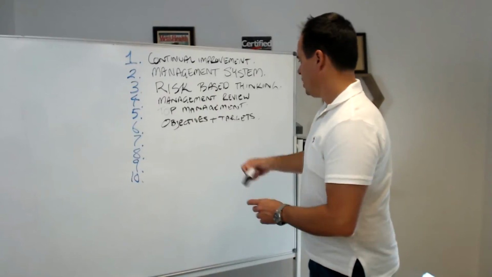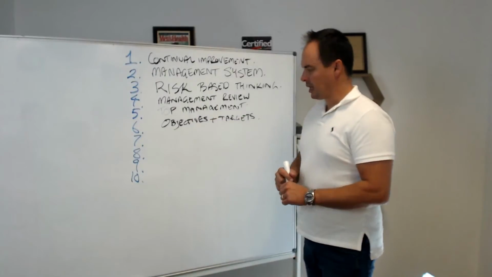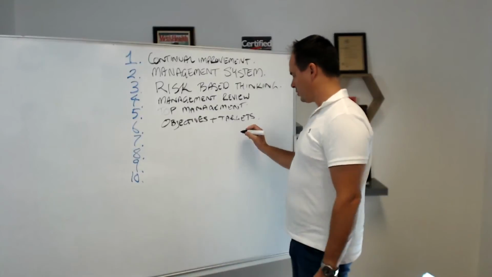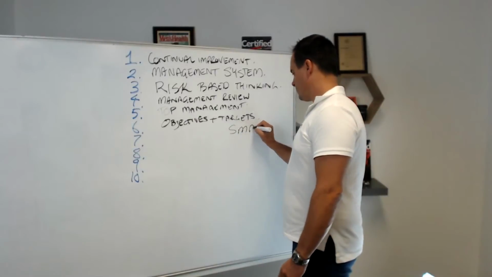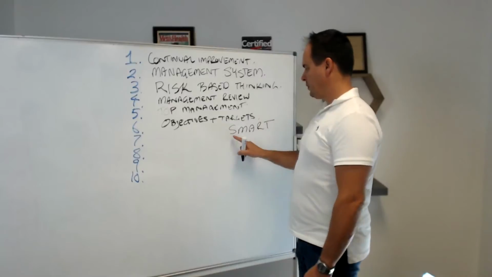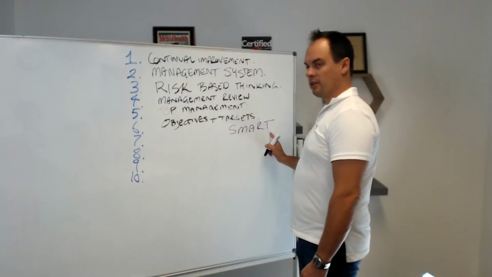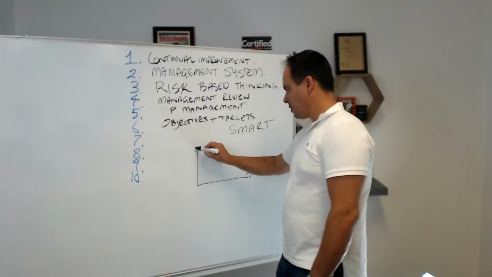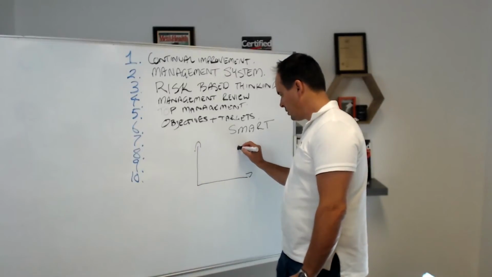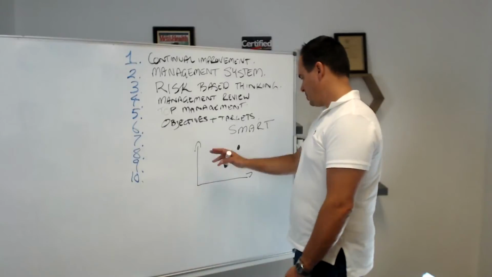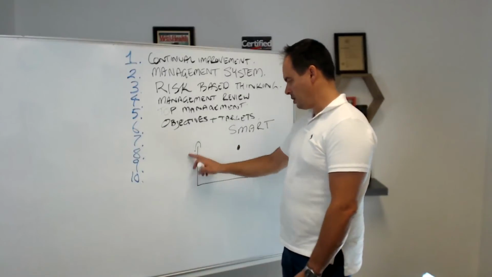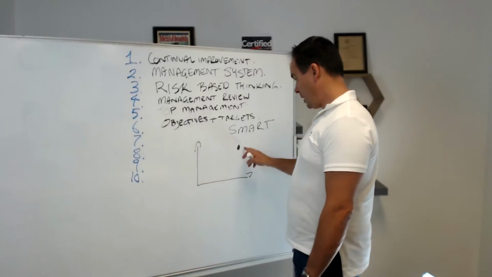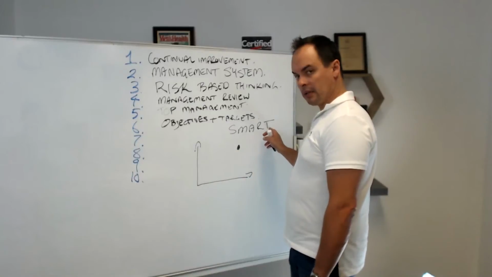Really simple. Objectives and targets, we've got a technique that we can use, and you can Google this. It's SMART. Specific, measurable, achievable, realistic, and time-based. If an objective and target's on a performance over time graph, like there's our objective or our target, it's specific because you've got units of measurement over time. It's measurable and it's time-based.